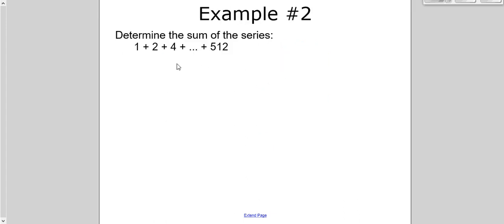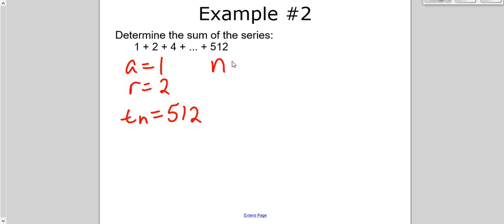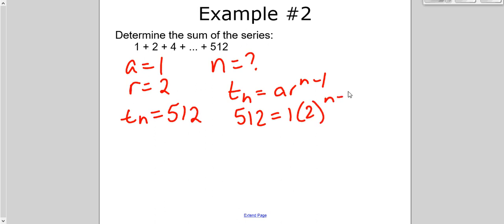Okay, how about here? Determine the sum of the series. So what do we know? We know a is 1, and I can tell that r is 2. I'm multiplying by 2 each time. I know my last term, Tn, is 512, but unfortunately I'm missing n. So I'm actually going to go back to my explicit formula, back to my geometric sequence formula, and put in my information that I know.